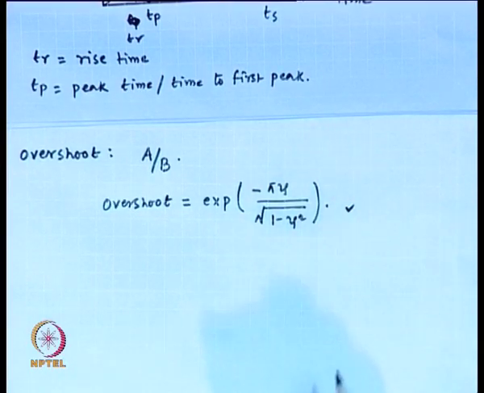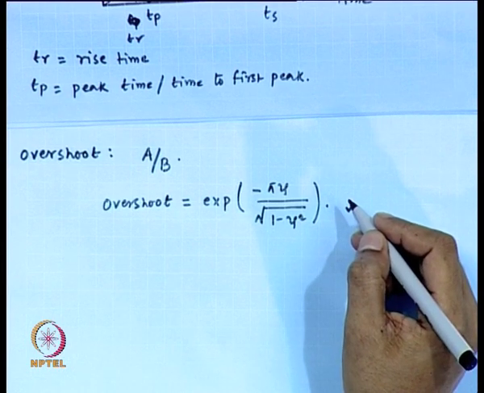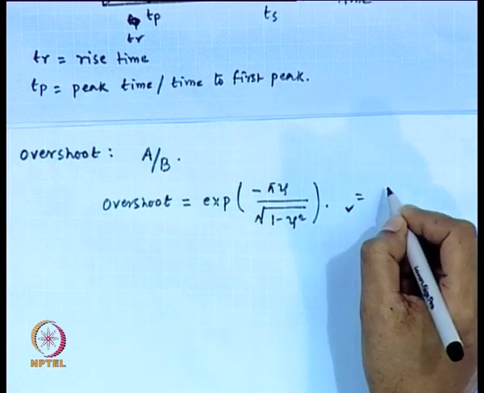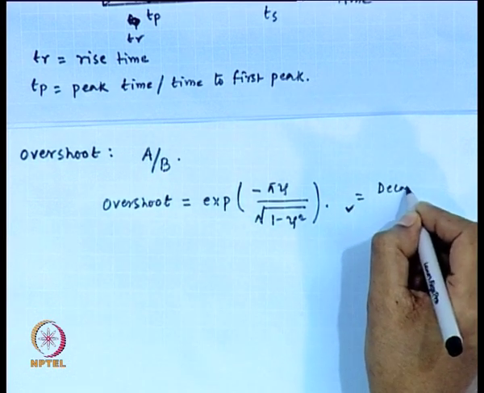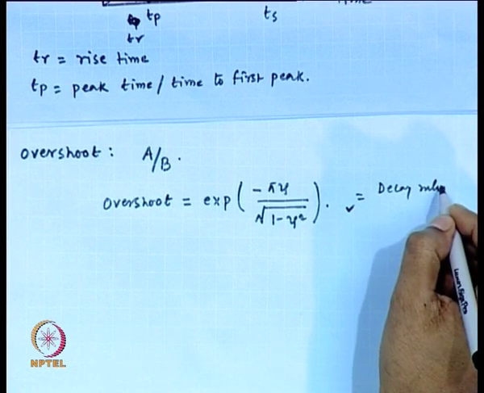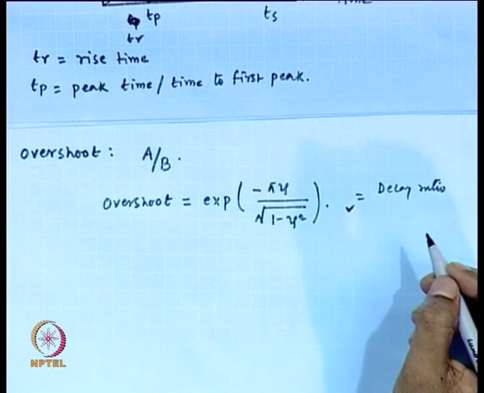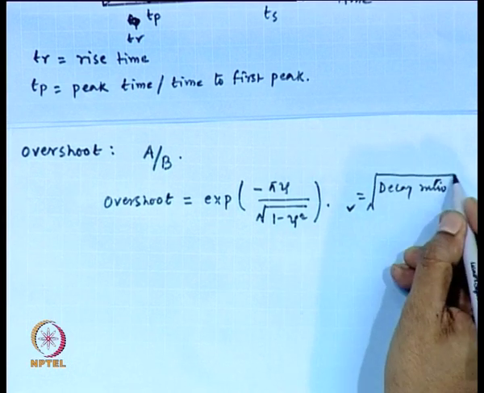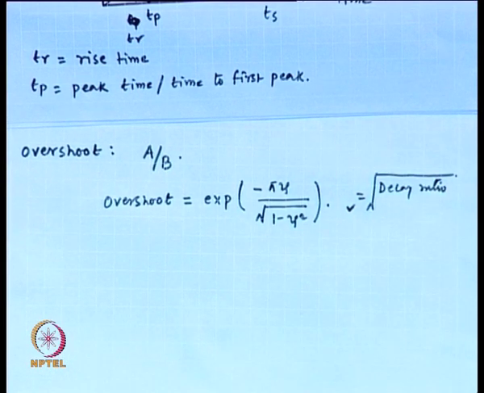This expression also we can derive from the time domain expression of y. If you see the expression of the overshoot and decay ratio, is there any correlation between these two? Decay ratio is the square of overshoot, or we can write overshoot is the square root of decay ratio.